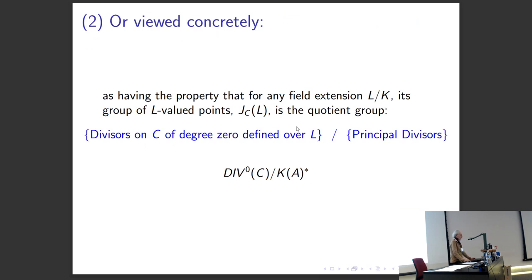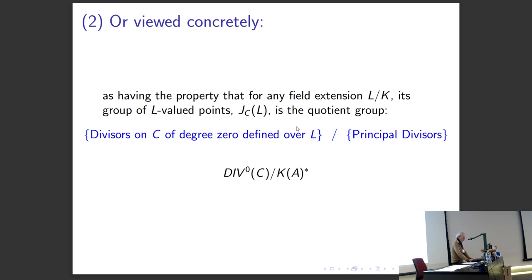We could also view it concretely, as the Jacobian has the property that for any field extension L over K, its group of L-valued points, which I'll call JC of L as usual, is the quotient group of the group of divisors of degree 0 on C, defined over L, quotiented by principal divisors.